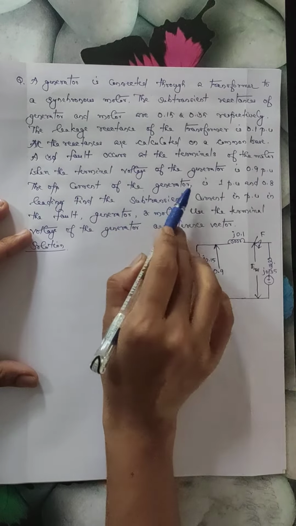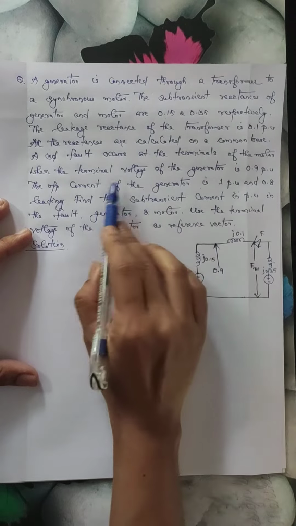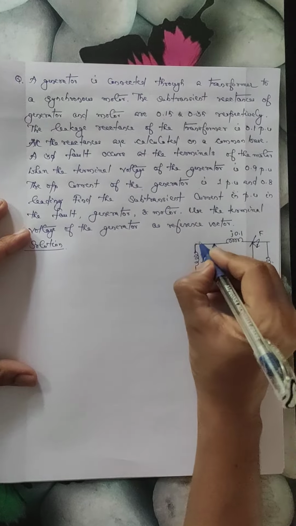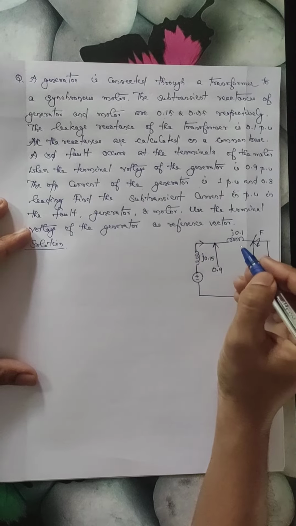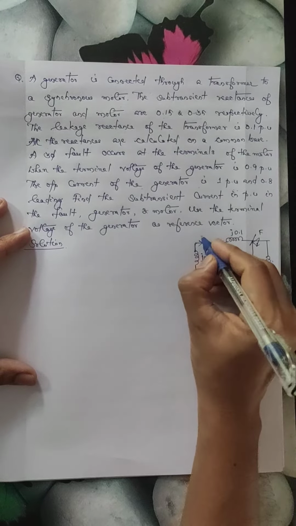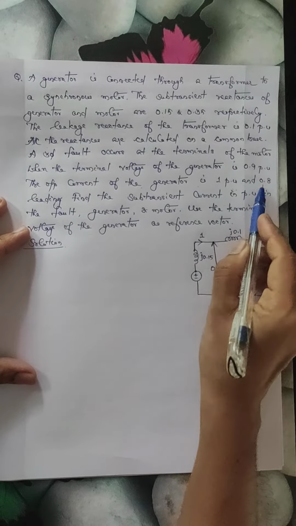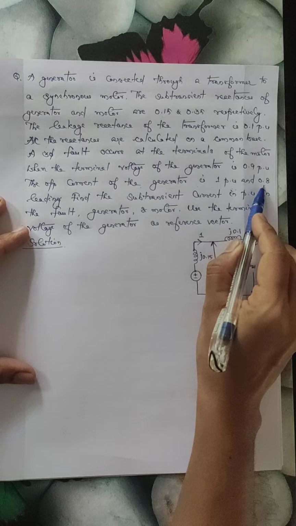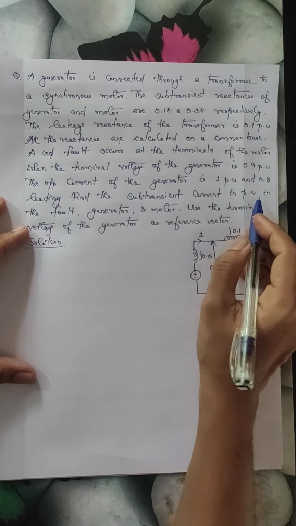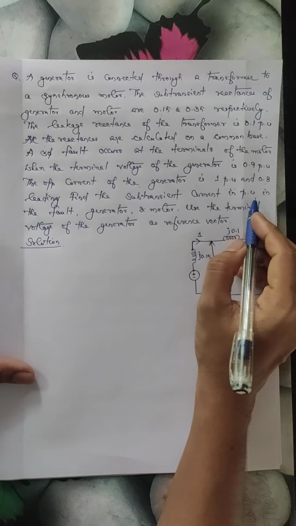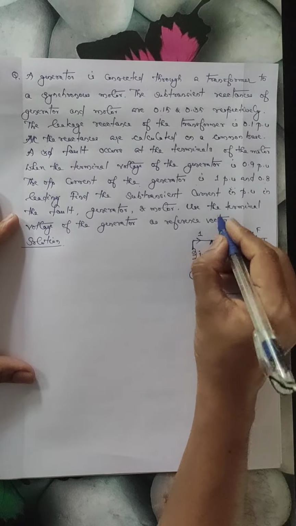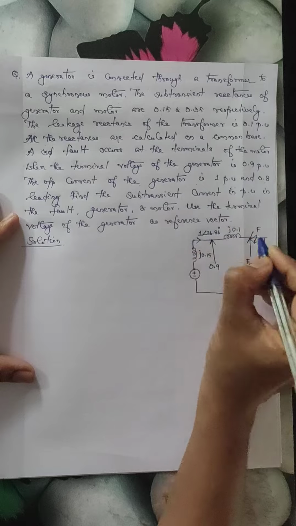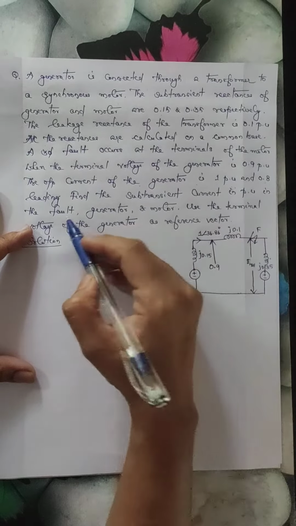The output current of the generator is 1 per unit. So here the output current of the generator or the load current is directly given. IL, the load current, is equal to 1 per unit, and 0.8 leading. So power factor is given. So the angle of the load current will be cos inverse 0.8, that is 36.86 degrees. And it is leading, so angle plus 36.86 degrees. So load current is directly given here.